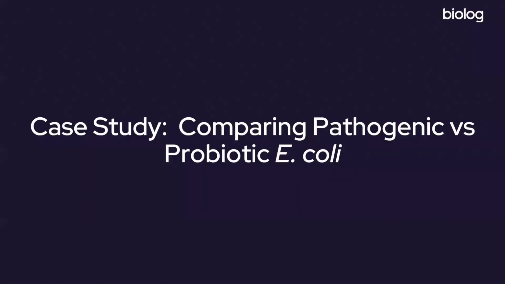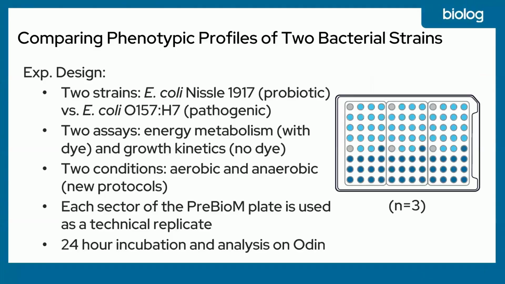Now for our main event, a case study comparing pathogenic and probiotic E. coli strains. For this study, two strains, E. coli Nissle 1917, a probiotic strain, and E. coli O157:H7, a Shiga toxigenic pathogenic strain, were selected. These strains are facultative anaerobes, meaning they grow well in aerobic conditions and can adapt to anaerobic conditions like those present in the gut.